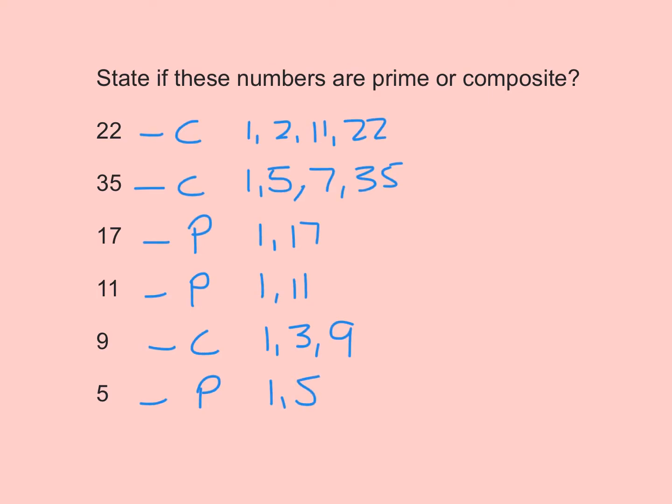So if we have a look at what makes a prime number, only two numbers there, only two numbers there, only two numbers there, therefore those numbers are prime. Composite numbers have more than two that can go into the particular number, and that's why they are called composite numbers.